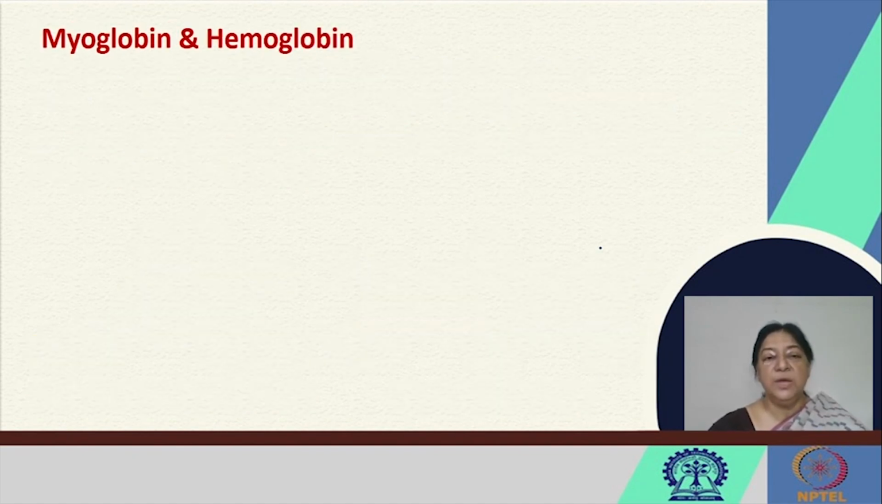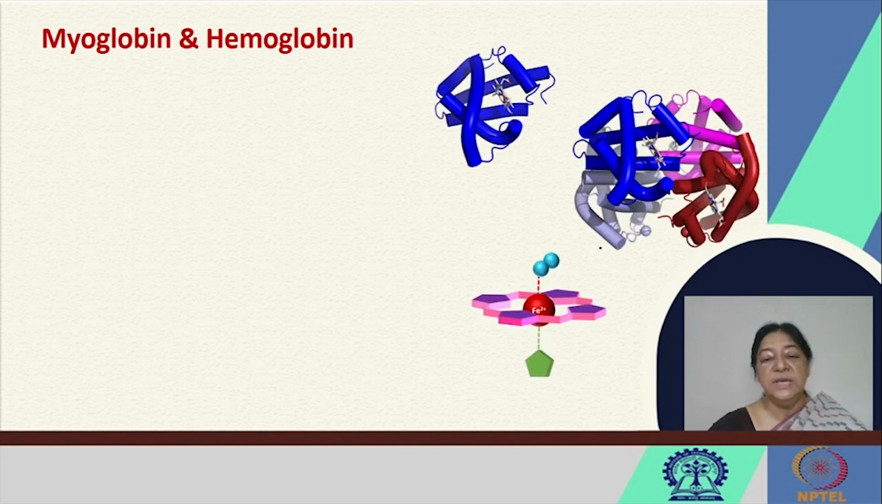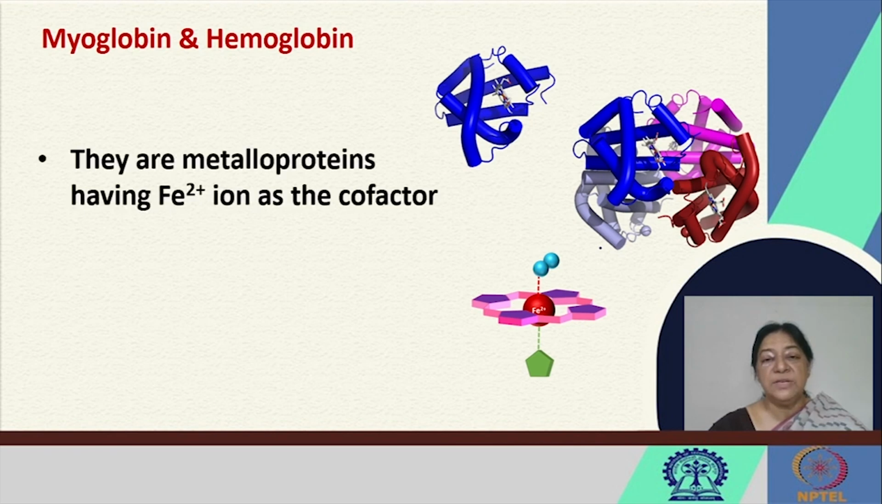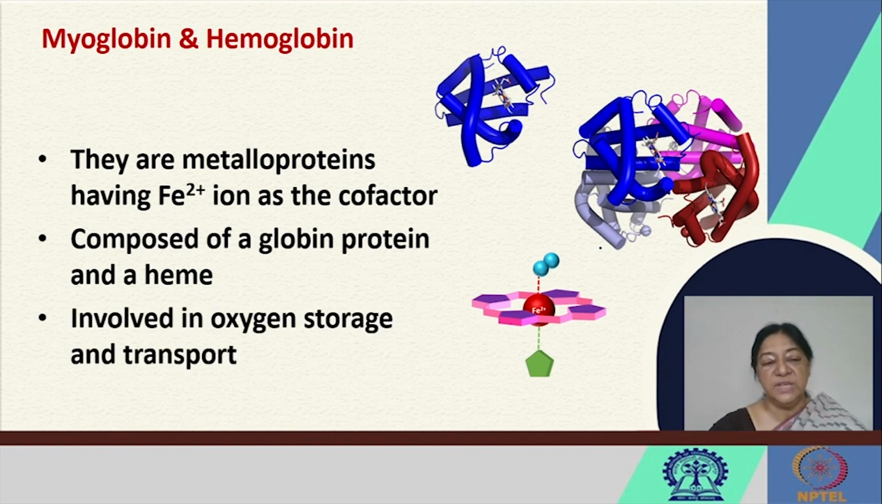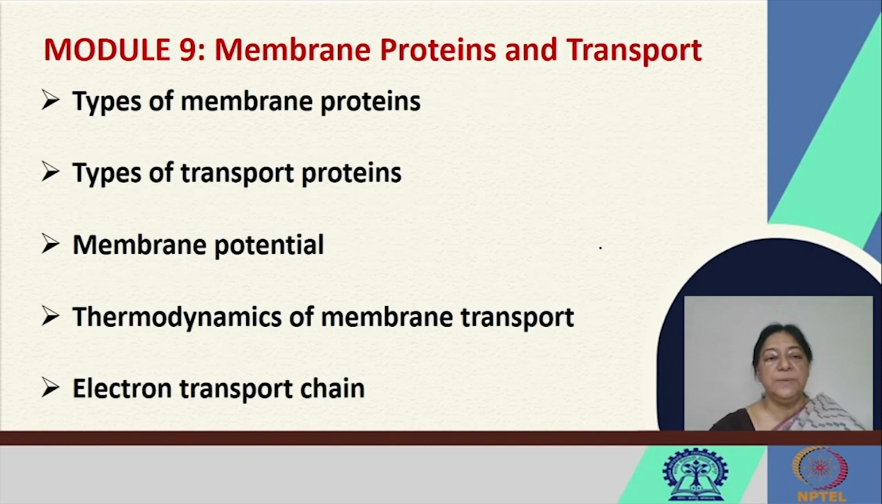In the case of myoglobin and hemoglobin, the storage and transport proteins, we saw the importance of the iron metalloprotein that has iron as the cofactor, with the presence of the heme and the involvement in specific, very important processes in the body.